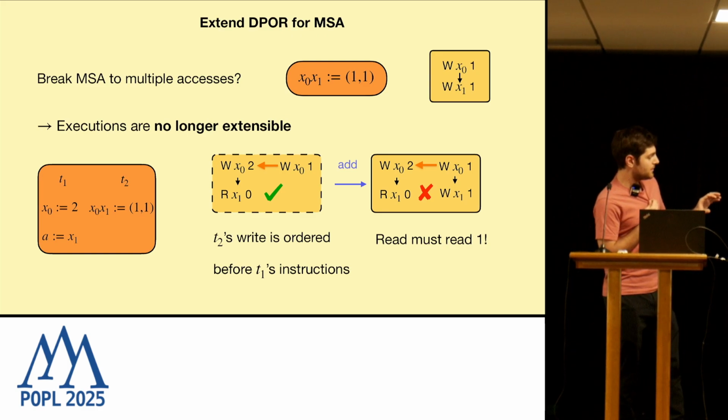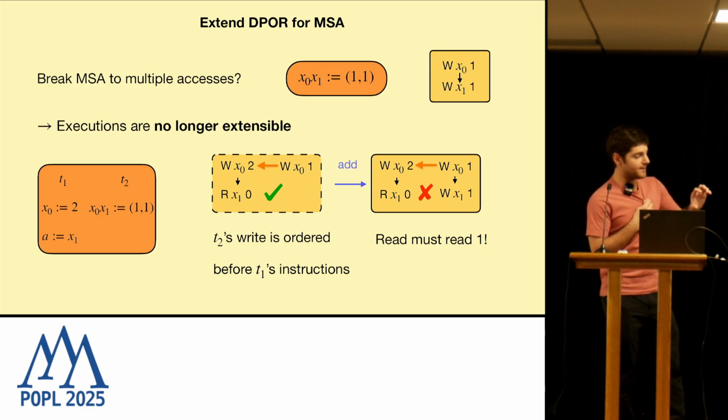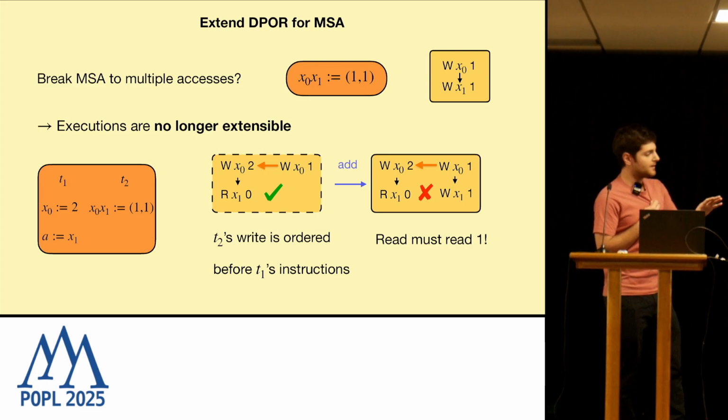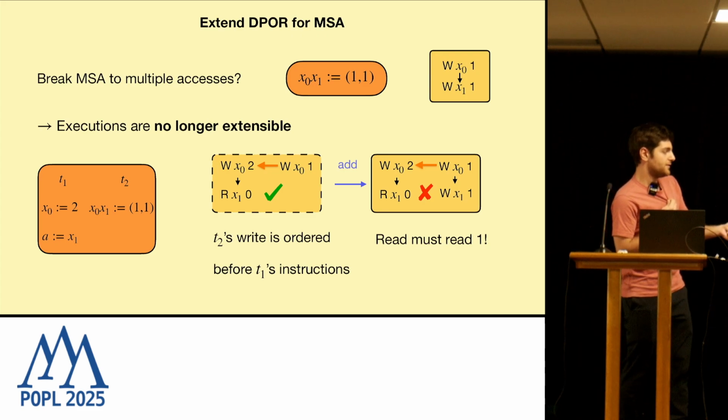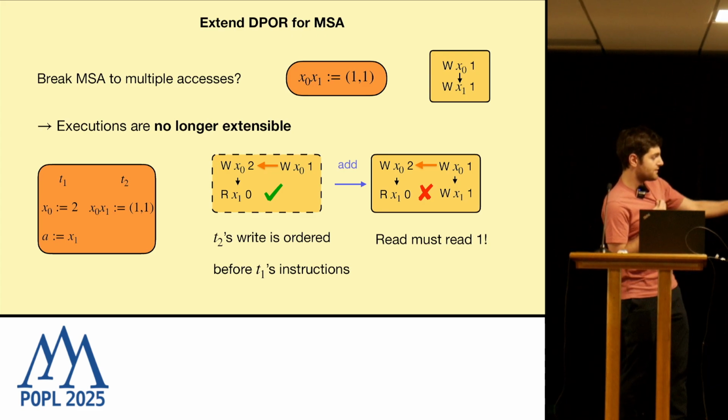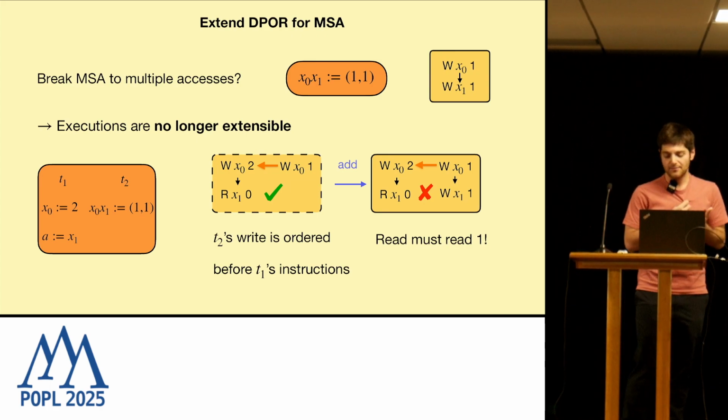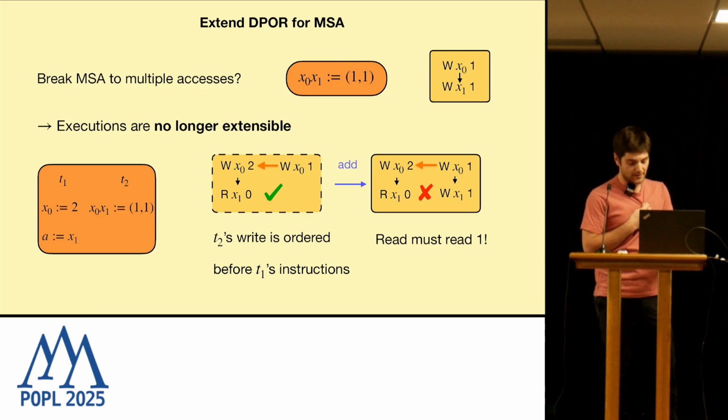And to see why, in the first graph, you're pretty much ordering the second thread before everything. So now you cannot add the write 1 to the second byte because the read must have read 1, not 0. So extensibility breaks and DPOR fundamentally doesn't work because of this reason.